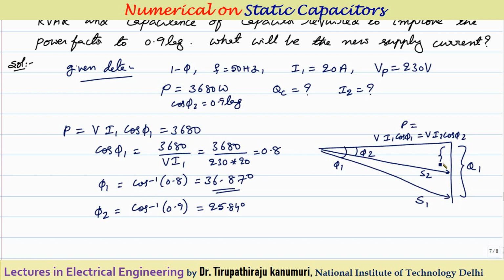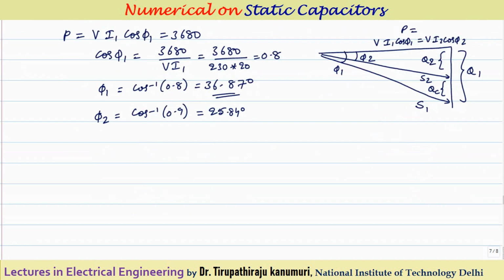What is this value? This value is equal to Q2. And this value is equal to the reactive power of the capacitor, QC. From this we can easily calculate all the relationships. I want to calculate the value of QC, which is equal to Q1 minus Q2. And what is the value of Q? Q is equal to P tan phi, so from P tan phi I can calculate the value.